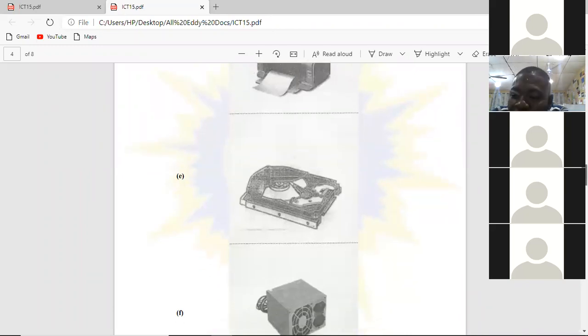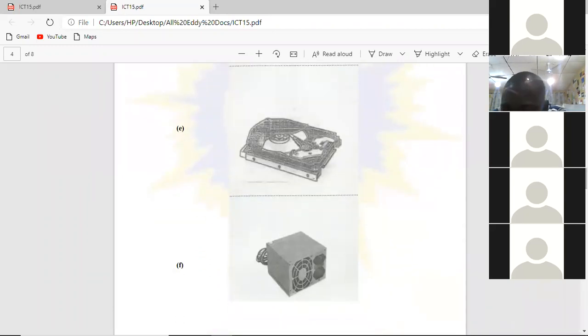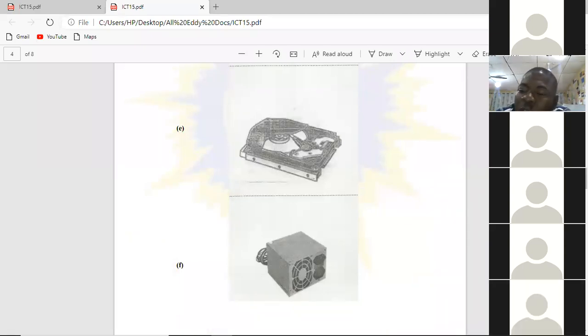Right, let me remove this. The person who said floppy disk, let me see your face. Who said that? I will take you off this platform. It sounds like a girl's voice. Yes. Who said it? Power supply unit. Hey, floppy disk.